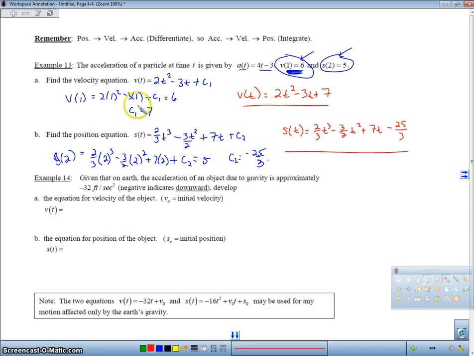All right, so now I got v of t and s of t. And there you go. That's how we use integration for position, velocity, and acceleration problems. We're going backwards now, guys, backwards.